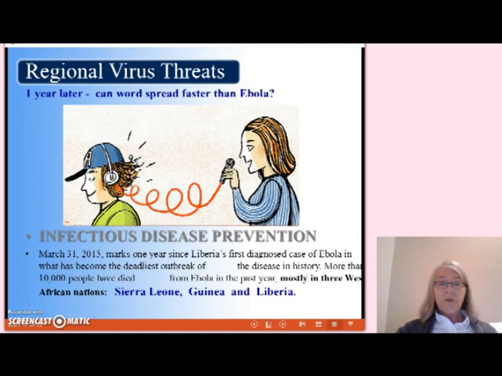Again, regional virus threats or global viral threats. One year later, who could spread it faster? Infectious disease prevention, when we're talking about Sierra Leone, Guinea, and Liberia, they have now learned so much by the different methods they used. They had basic lockdowns in whole communities, so no one even went out to buy food. They warned people they're going to have a lockdown at a certain time. Incredible effort to try to control this Ebola virus.